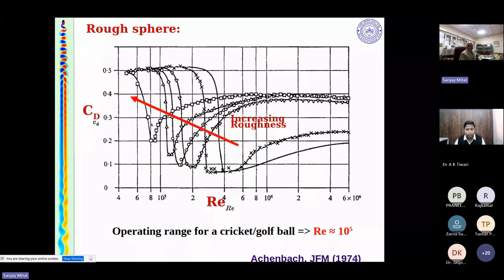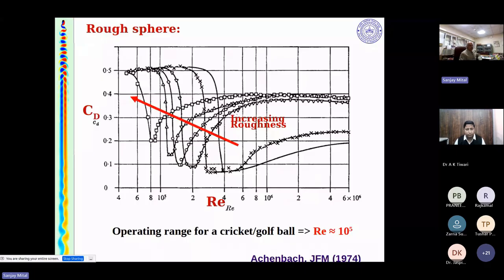But of course, the final drag would be a little bit larger compared to a smooth sphere. Now, this is what is used for a golf ball. If you know, the golf ball has dimples on it. So the idea is, if a golf ball is operating at, let's say, a speed corresponding to a Reynolds number of 10 to the fifth, the boundary layer there would actually be laminar, so the drag would be large.